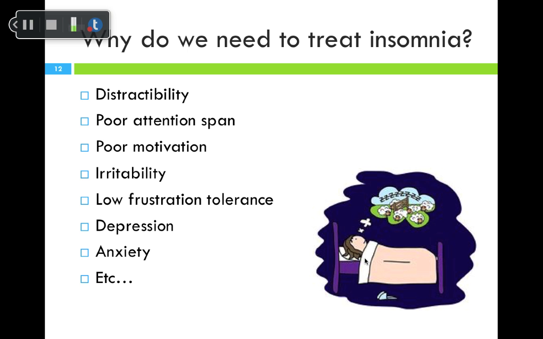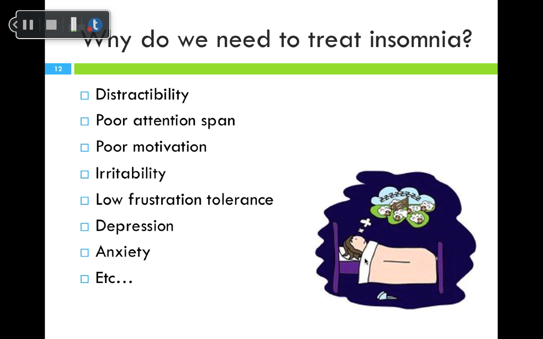Well, so if it's not a brain disease, why do we need to treat it? Well, the fact of the matter is that insomnia, like we just learned, is one of the most commonly reported complaints in primary care. And insomnia comes along with an assortment of complications.